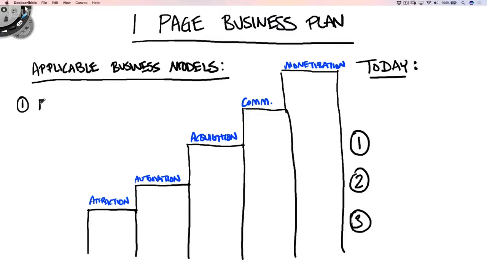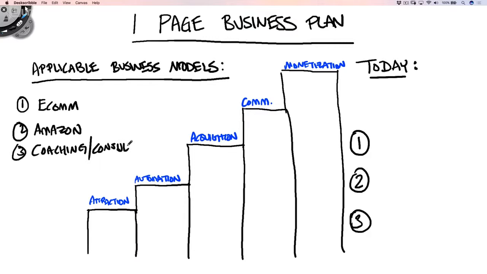Okay, let's say you're doing e-com. I know that there's a big craze for that. Guess what? It applies. If you're doing Amazon, guess what? It applies. If you're doing coaching, consulting, guess what? It applies. If you are building an email list, so if you're doing email business, guess what? It applies. If you're doing digital publishing, it applies. If you're doing MLM or network marketing, it applies.